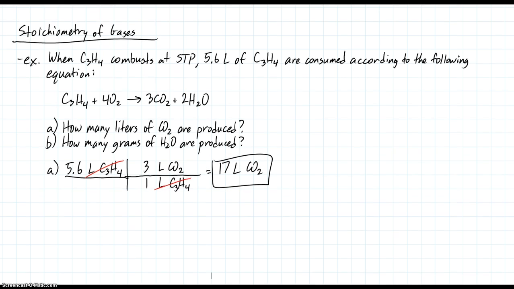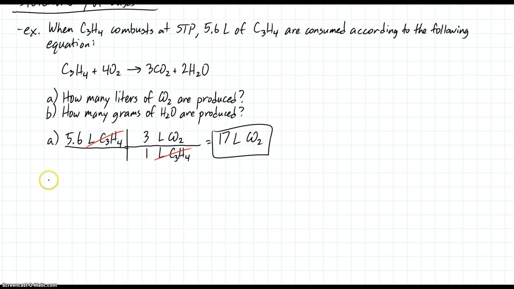In part B, we're asked for the number of grams of water produced. We could do the same thing that we did in part A in terms of trying to go from what we know about C3H4 to try to learn something about H2O, converting from liters to liters. However, we don't know how to relate grams of water to liters of water. So here we need to do the same thing that we've done before when we're trying to go from grams to grams, say, or moles to grams. We need to get into moles first so we can compare the two substances.